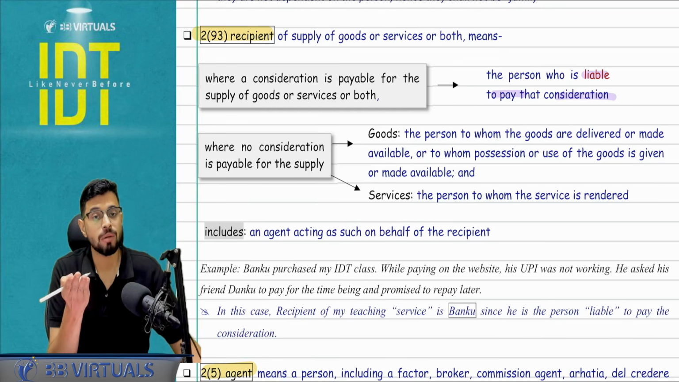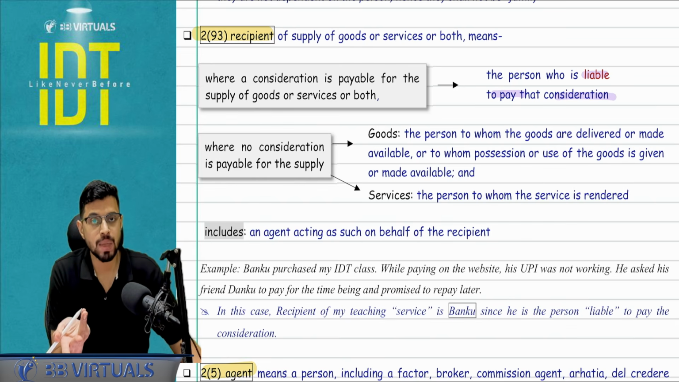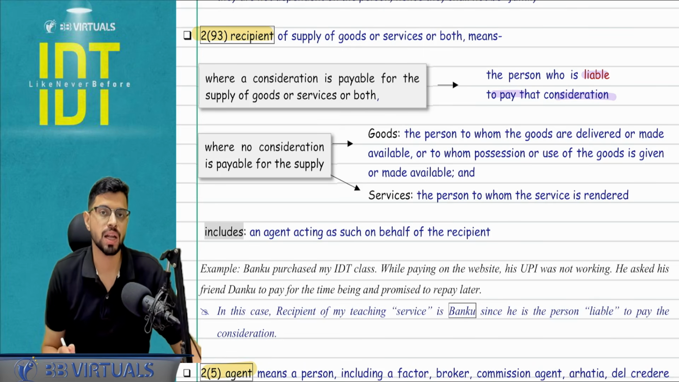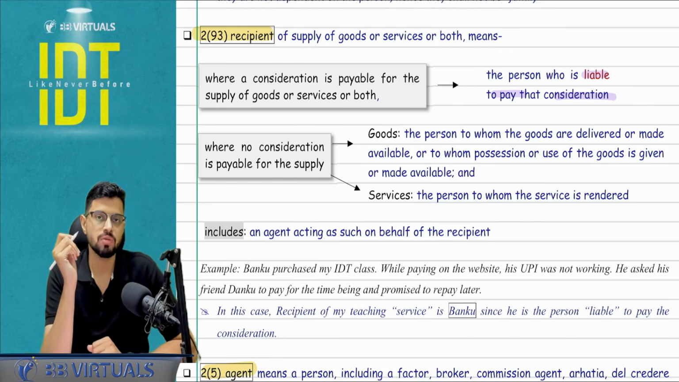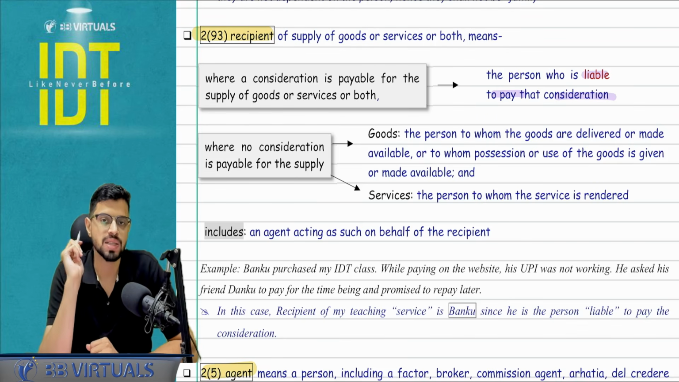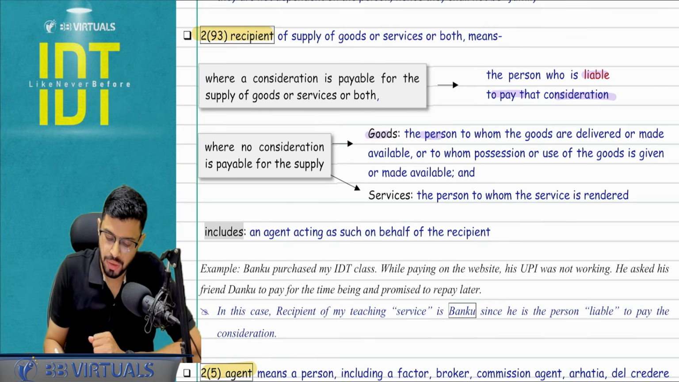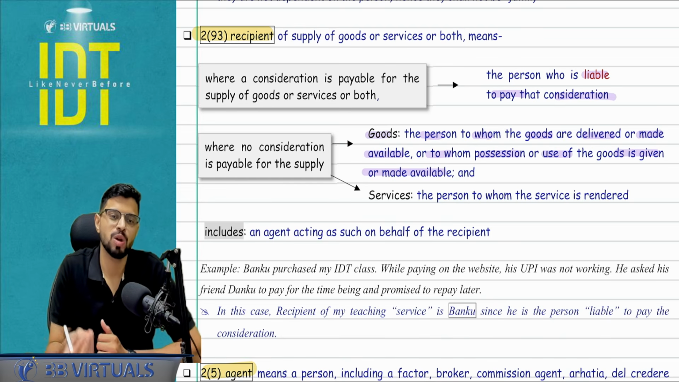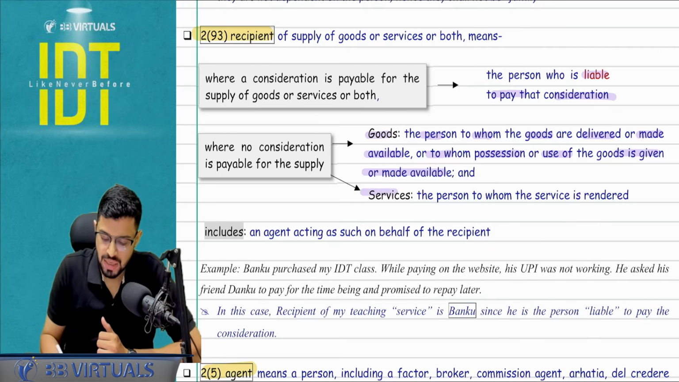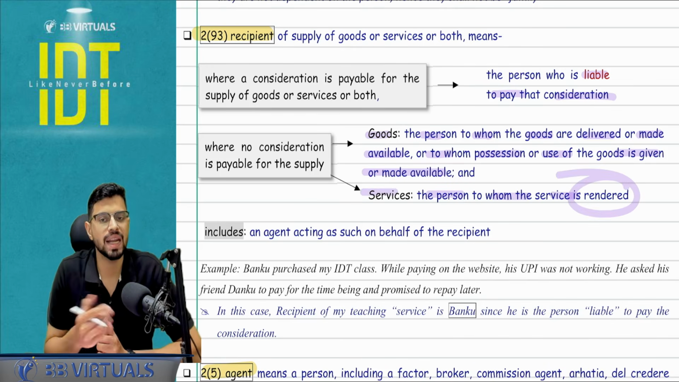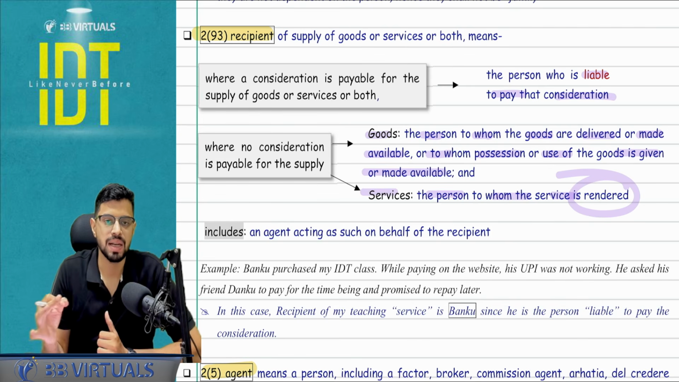But sir, you had taught us about schedule number 1 now, where it is a supply without consideration. In that case, who is the recipient? Achha. So there is no consideration. Then we will see to whom the goods services are delivered. I am giving the teaching service to Ojas without consideration. Then Ojas will be the recipient. We will see to whom the goods services are given. So in case of goods, the person to whom the goods are delivered or made available, or to whom the possession or use is given or made available, means in simple terms, who is deriving the benefit of the goods. Services, to whom the service is rendered, who is getting the benefit of the services. As simple as that.